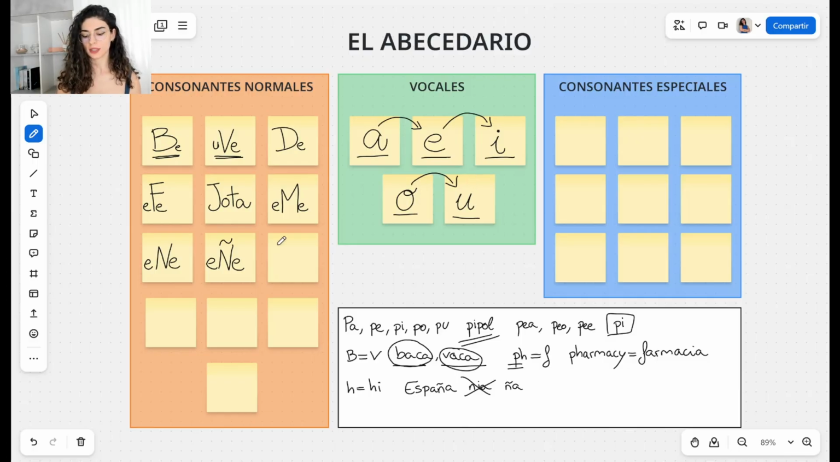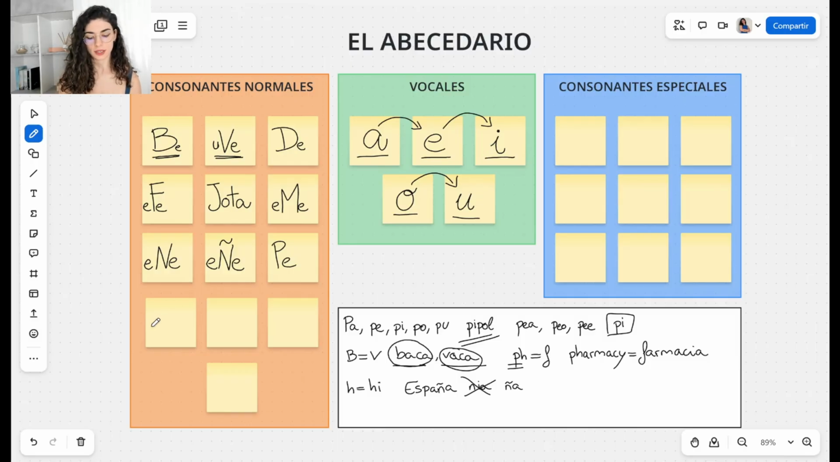Then we have the letter P. This letter has the same sound as in English again. So it's going to be pa, pe, pi, po, pu.